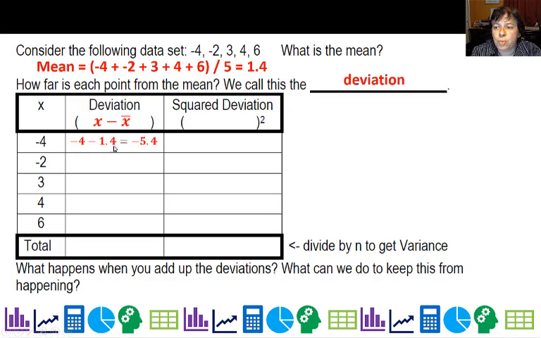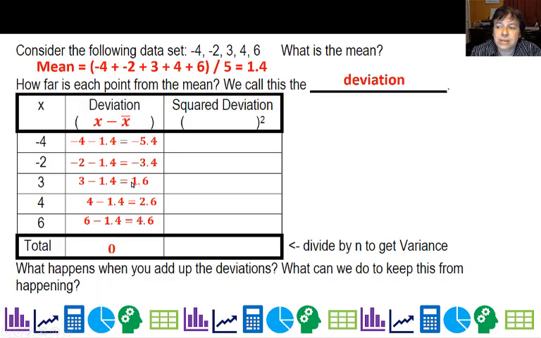-4 minus 1.4 is -5.4. -2 minus 1.4 is -3.4. 3 minus 1.4 is 1.6. 4 minus 1.4 is 2.6. 6 minus 1.4 is 4.6. And again, if I were to add up all these values, I would get 0.